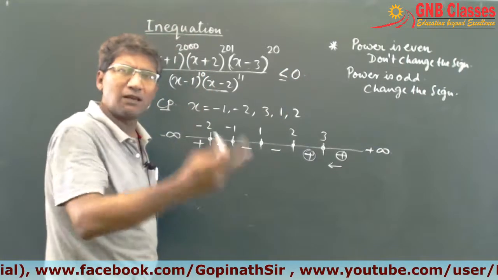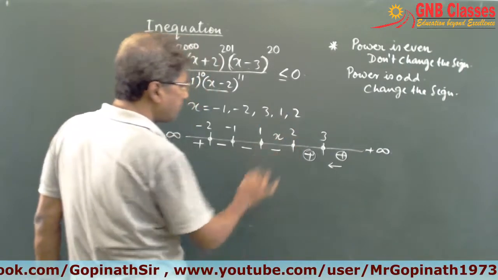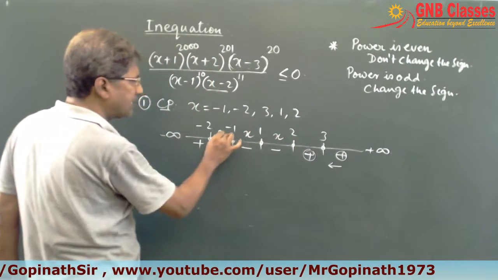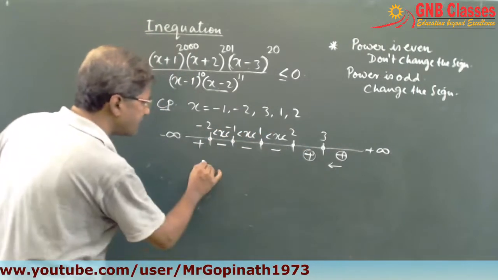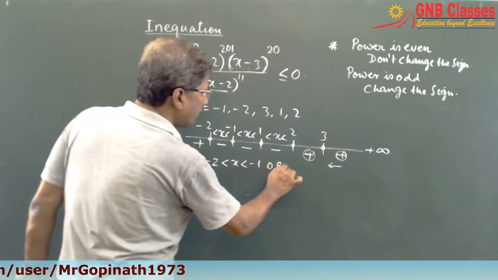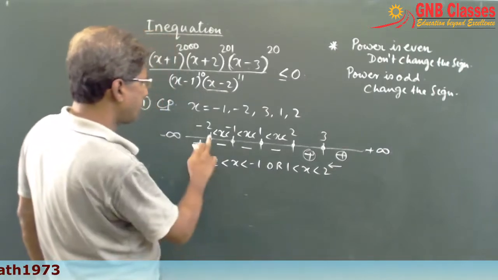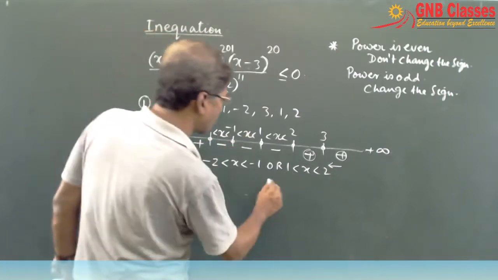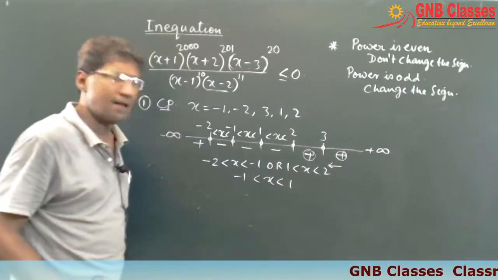Now what is the sign here? Less than. Less than means which block will we choose? Negative block. Write it down. Negative block, negative block, negative block. Then you do tick, tick, tick. So what will be my answer? -2 less than x less than -1, or 1 less than x less than 2, or -1 to 1 will also come. Is it clear?